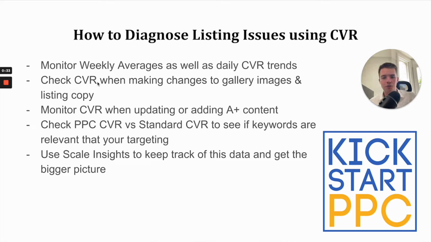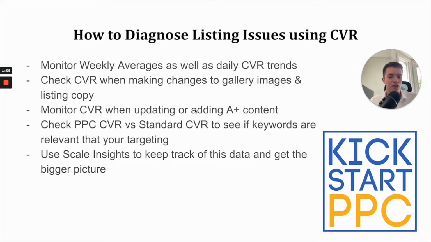Also, check the conversion rate when making changes to the gallery images or the listing copy. That's a given. Just monitor that, make a note of the day that you make the changes and see, is the conversion rate improving? Is it getting worse? Maybe if it's getting worse, you want to revert the title back to what it was. If it's getting better, you want to do more of what you were doing before. Maybe that's working. That's making your product look more relevant on Amazon. Those are all things that you need to do. So it's worth split testing what works and what doesn't.